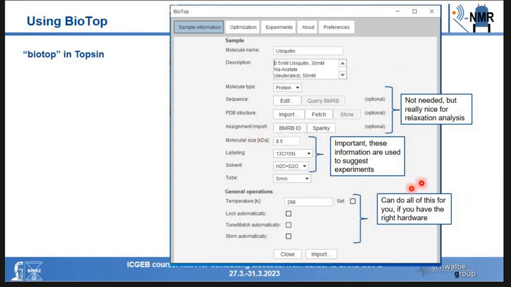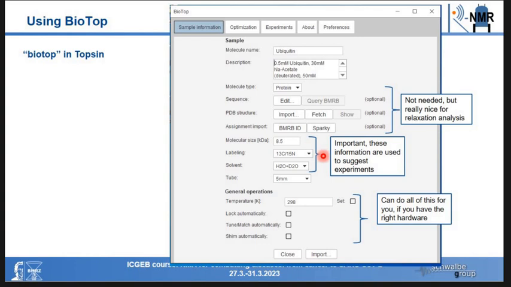What you really should put in is the molecular size of your protein, the labeling, and the solvent, because these parameters are basically used to suggest which experiment you should run. Is labeling necessary for 3D? Yes, it's labeled. If you want to run a 3D, you have to have a nitrogen 15 label, and it would also need a carbon 13 label.